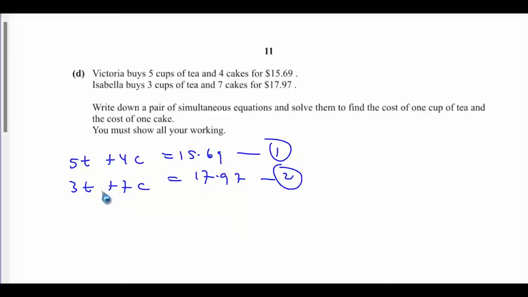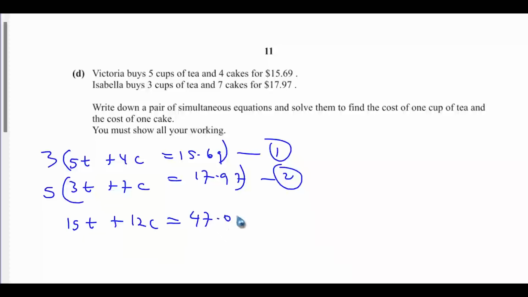So I want to use elimination method, and the condition is that the coefficient of either T or C must be equal in the two equations. So for that, I want to balance the coefficient of T. So what I'll do is that I'll multiply equation 1 by this 3 here, and I'll multiply equation 2 by the 5 here, so that will make them have the same coefficient. So if I expand equation 1, we'll have 15T plus 12C to be equals to 47.07. You may want to call this equation 3.